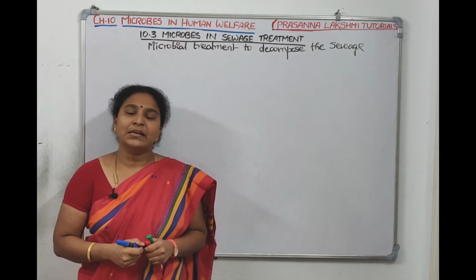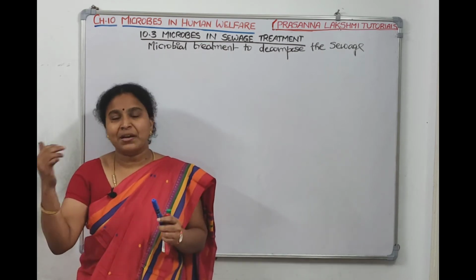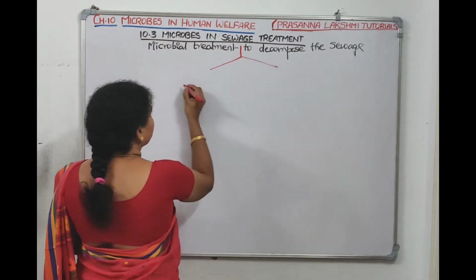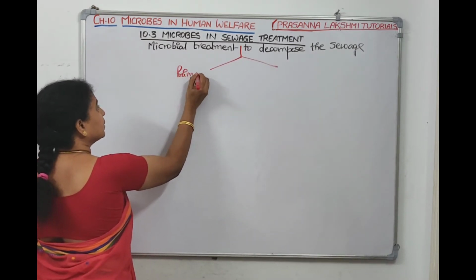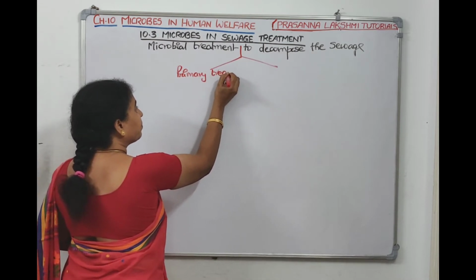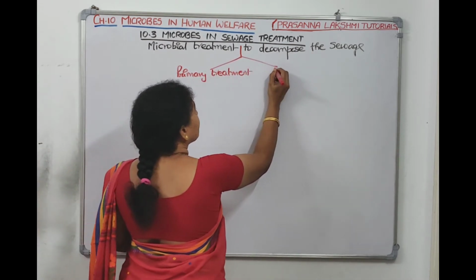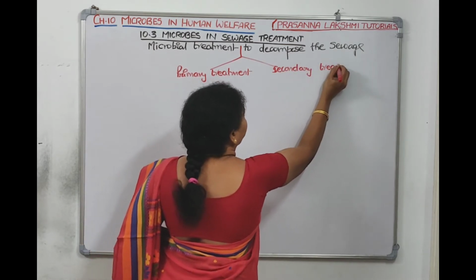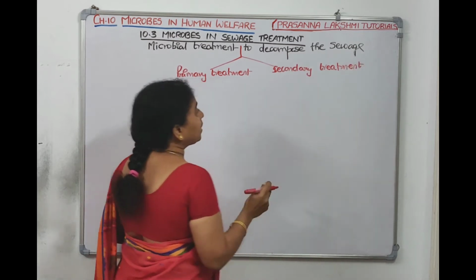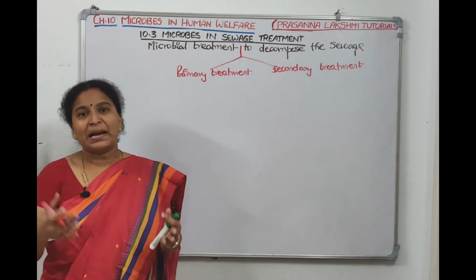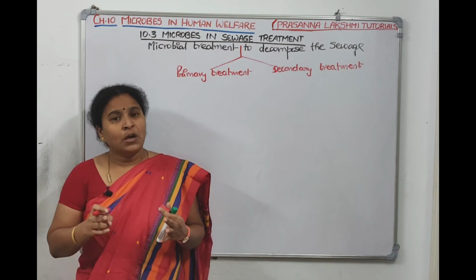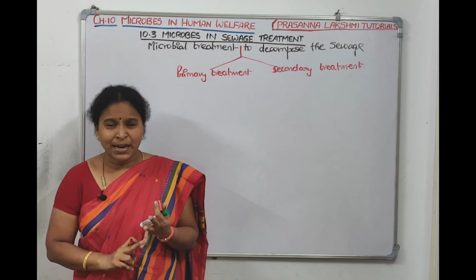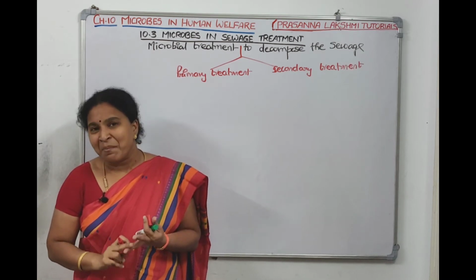How many steps are there in sewage treatment? There are 2 steps, primary treatment and secondary treatment. So, we have 2 steps of sewage treatment. The first one is called primary treatment. The next one is called secondary treatment. Primary treatment involves physical removal of the floating particles and the sedimenting particles. So that is why it is also called a physical process. Since microorganisms are not involved here, we also call it an abiological process.